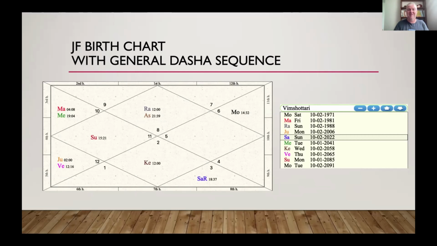So for me, for example, I started with the moon as the lead singer. After that, in 1981, so I was 6 years old, Mars became the lead. And then in 1988, Rahu became the lead. And then in 2006, Jupiter became the lead. And then in 2022, Saturn became the lead. And the next change for me is going to be in 2041. But don't think about it too much.